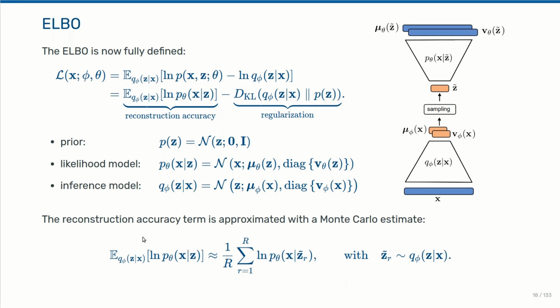So the reconstruction accuracy, this expectation on the left, cannot be computed in closed form due to the nonlinearity of the decoder, and therefore it is approximated with a Monte Carlo estimate, which means in practice that we draw samples from the posterior approximation, which is Q phi, and then we approximate the expectation with an average sum of the likelihood given this set of samples.